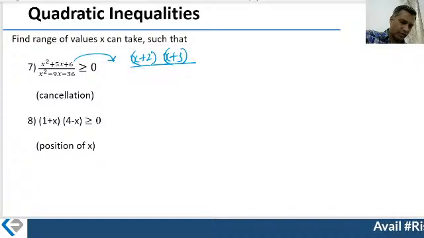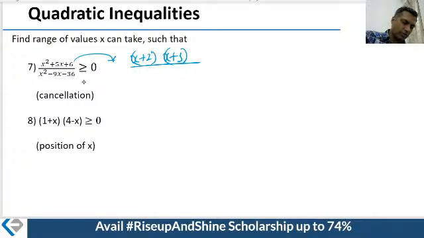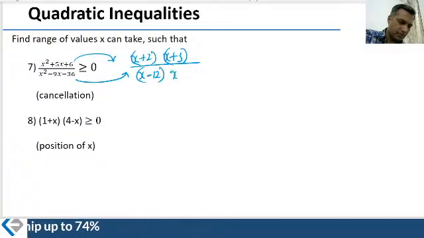Okay, what's in the denominator? How do you resolve the denominator portion of it here? So you write this as x, that is 12 and 3, right? Therefore, you write this as x minus 12 and x plus 3.